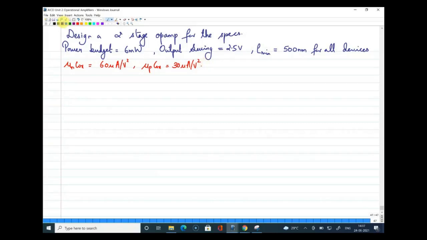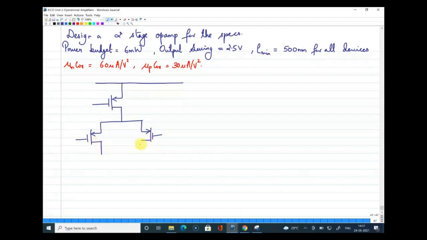So the question is to design a 2-stage op-amp. I'll give you the circuit diagram first. The circuit is of a PMOS input pair differential amplifier. So this is your first stage, where you have PMOS as the input pair, which is single-ended again. So I need to connect a current mirror load, and it has to be connected in this fashion.